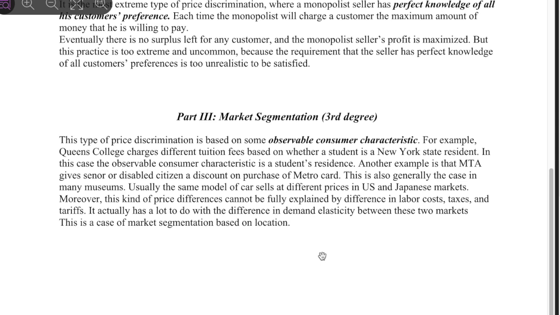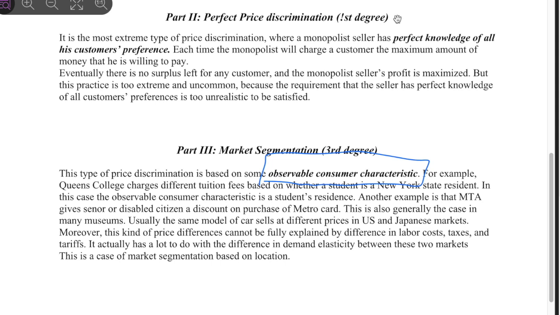Price discrimination. Part 3 is market segmentation, which is called third-degree price discrimination. And this type of price discrimination is based on some observable consumer characteristic. What was different from the first degree? Did they have any observable consumer characteristic that is different from one consumer to another? No, we don't know. It was all invisible knowledge and preferences, right?